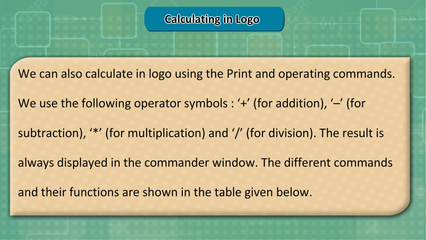Calculating in Logo. We can also calculate in Logo using the print and operator commands. We use the following operator symbols: plus for addition, dash for subtraction, asterisk for multiplication, and slash for division. The result is always displayed in the commander window. The different commands and their functions are shown in the table given below.